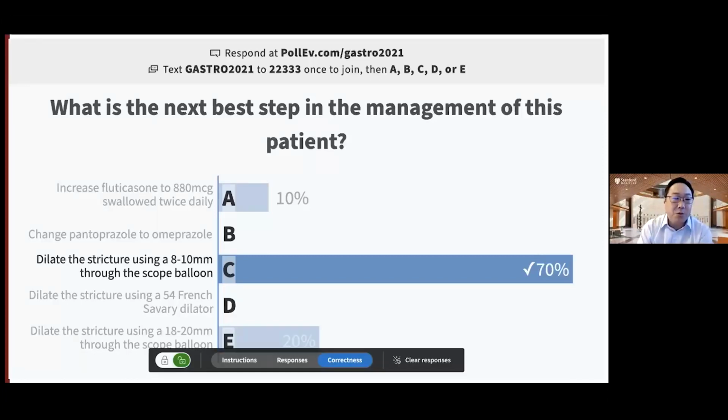Yeah, and I think the more important thing would be, it would be a typical question if they say dilate with a 30 French Savary. But they're saying dilate with a 54 French Savary, which is 18 millimeters.